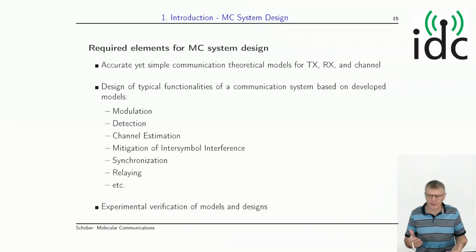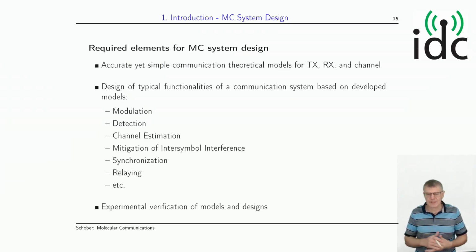So on the one hand, what we need is, of course, accurate but still simple communication theoretical models for the transmitter, the receiver, and the channel. We have such models for conventional wireless communications, right? So we characterize the channel as Rayleigh fading, Ricean fading, right? We know for a cable how the channel is modeled, but we do not know it really for many of the practically relevant molecular communication channels. So this is one aspect that we need to solve.